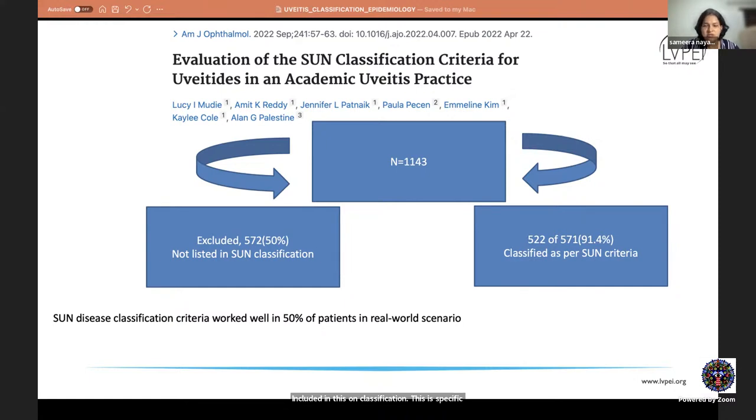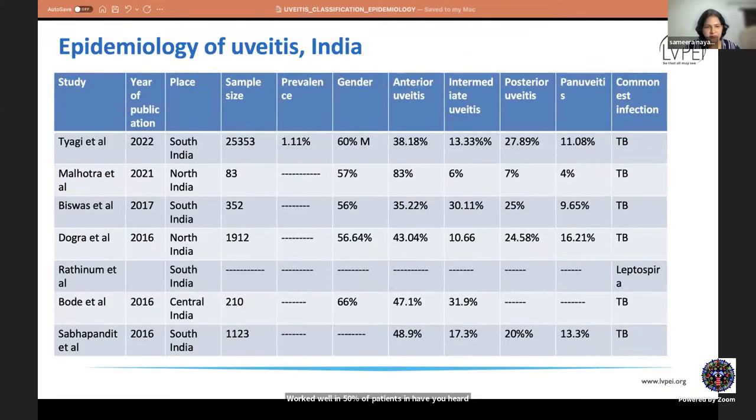And out of which 91.4% actually fit into the specific disease criteria as described by the SUN. So SUN disease classification criteria worked well in 50% of patients in a real world scenario. These are some epidemiological studies on uveitis from India.